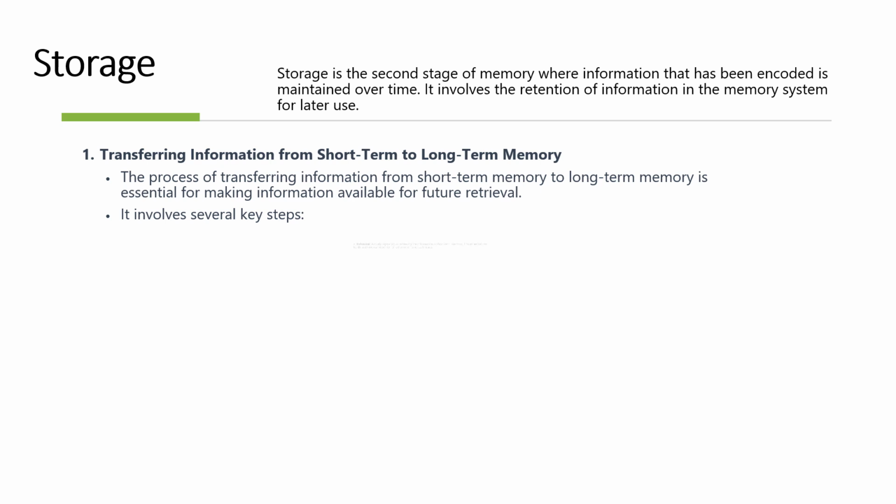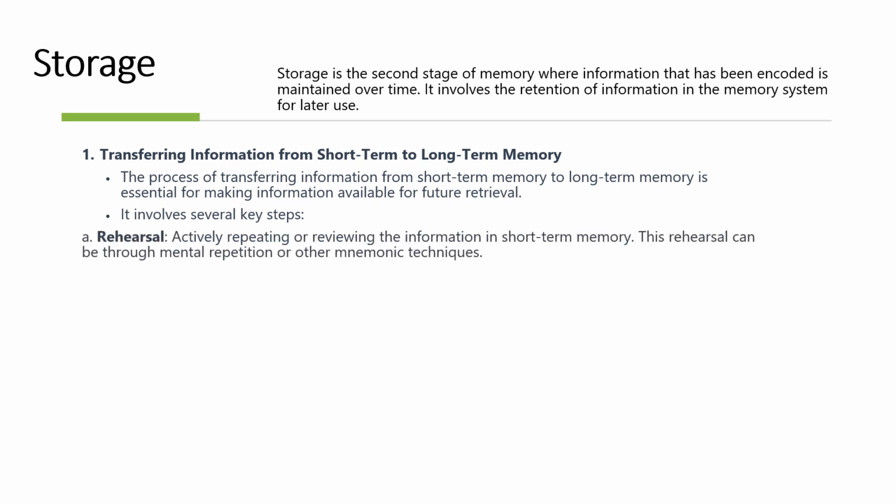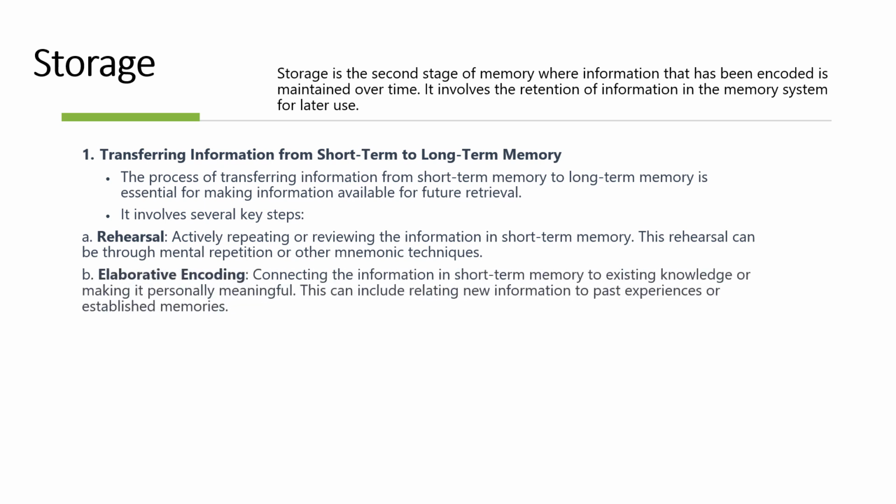We got the first one: rehearsal, the activity of repeating or reviewing the information in short-term memory. This rehearsal can be through mental repetition or other mnemonic techniques. We got the second one: elaborative encoding, connecting the information in short-term memory to existing knowledge or making it personally meaningful. This can include relating new information to past experience or established memories.